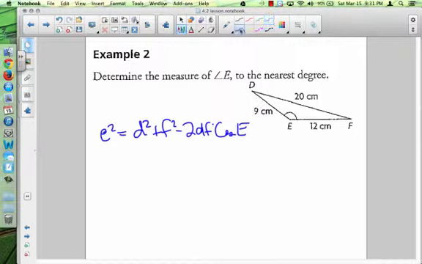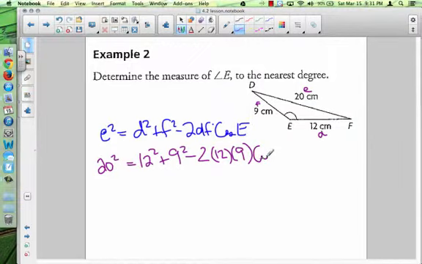So once cosine law is set up, I'm going to plug in my numbers. Now E. Here's big angle E, so this is small side E. If this is big angle D, this is lowercase d, and over here is lowercase f. Okay, so E squared, 20 squared equals D, 12 squared plus f, 9 squared minus 2DF cos of E. E is what we're trying to find.